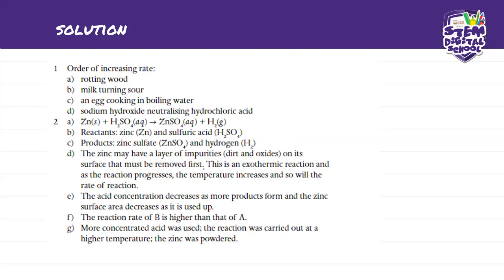Okay, so this one, milk turning sour, probably takes about 2 days, or 2 to 3 days. But rotting wood takes weeks or even months. So this one was basically just an exercise to test your general knowledge. You would know that rotting wood takes very long compared to any reaction that you can do in an experimenting class, or an egg cooking over boiling water, or even milk turning sour. So this would be our order of increasing rate.